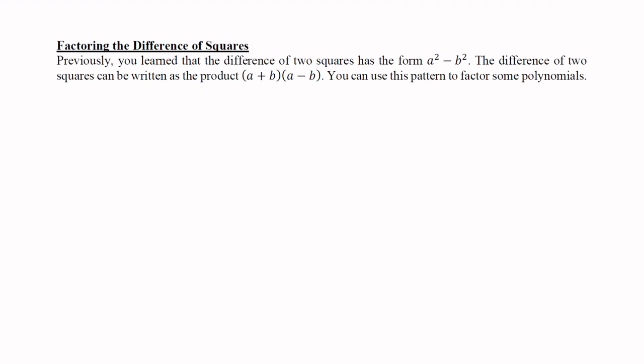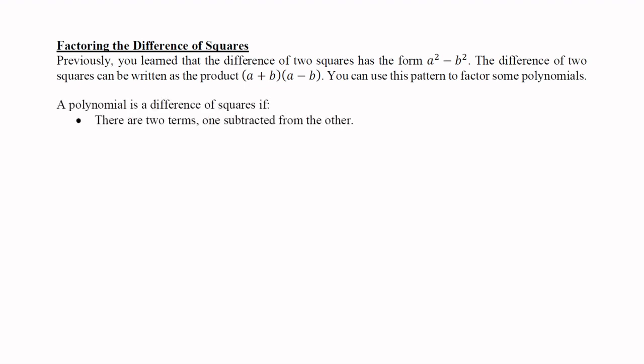Previously, you learned that the difference of two squares has the form a squared minus b squared. The difference of two squares can be written as the product a plus b times a minus b. You can use this pattern to factor some polynomials. A polynomial is a difference of squares if there are two terms, one subtracted from the other. Both terms are perfect squares, such as 4x squared minus 9. We can split up 4x squared into 2x times 2x and 9 as 3 times 3.